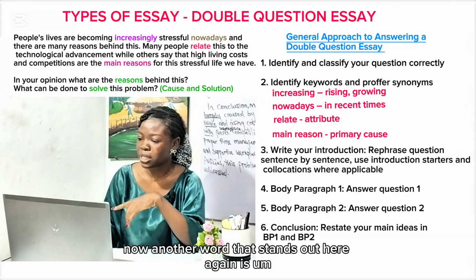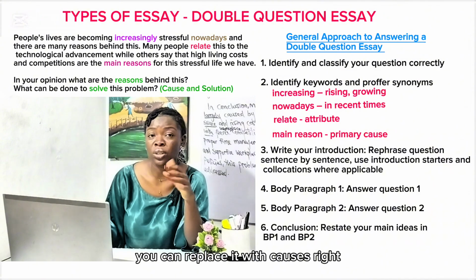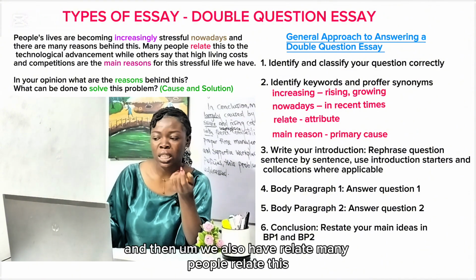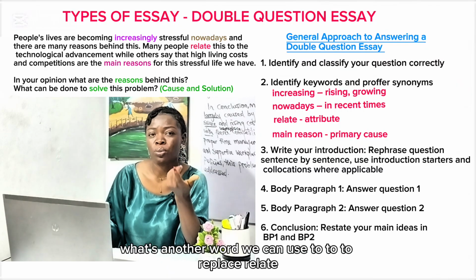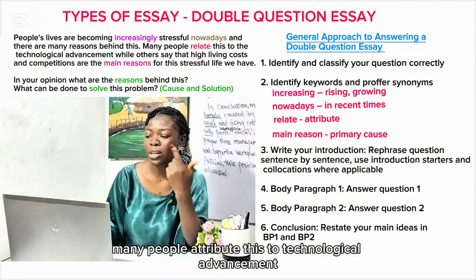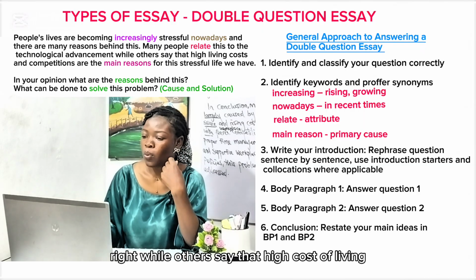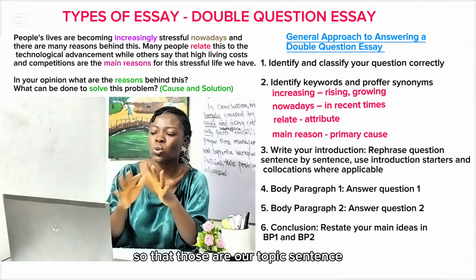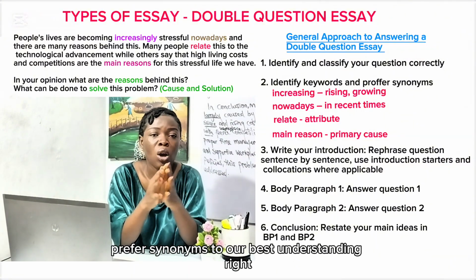Now another word that stands out here again is reasons. Instead of reasons, you can replace it with causes, right? And then we also have relate. Many people relate this. What's another word we can use to replace relate? Many people attribute this to technological advancement. You can say development, right? While others say that high cost of living is the main reason for this stressful life we have, right? So those are our topic sentences, and then we have preferred synonyms to our best understanding, right?